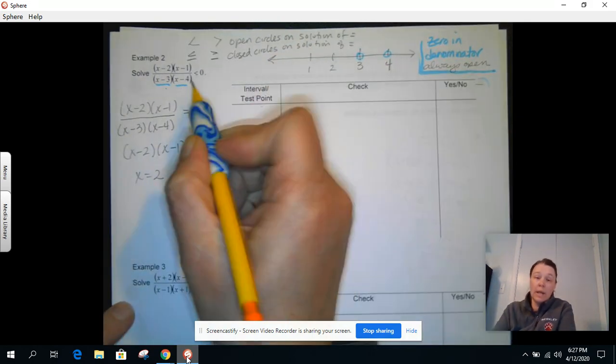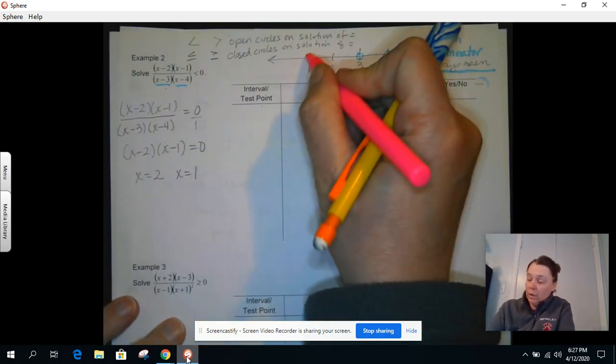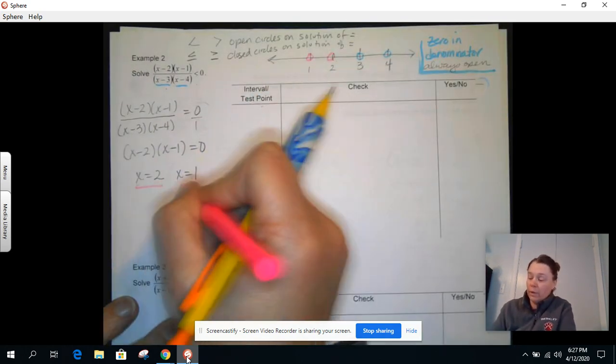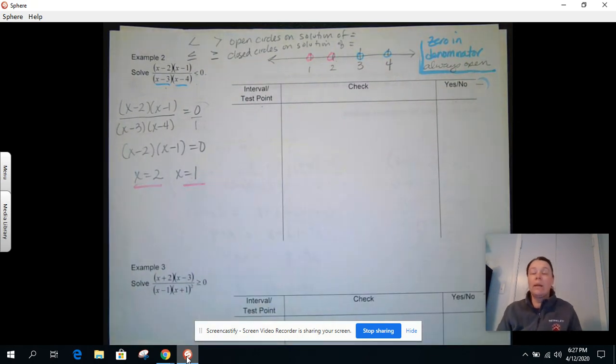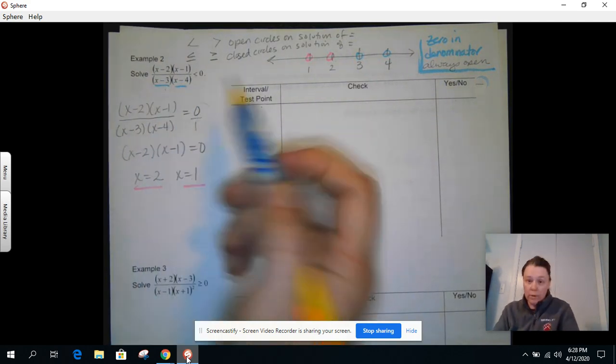Okay, so this is a less than. That means I'm going to have open circles. The reason I'm putting those on the number line is because those are the values that are the cutoff between this left side being less than 0 or being greater than 0.